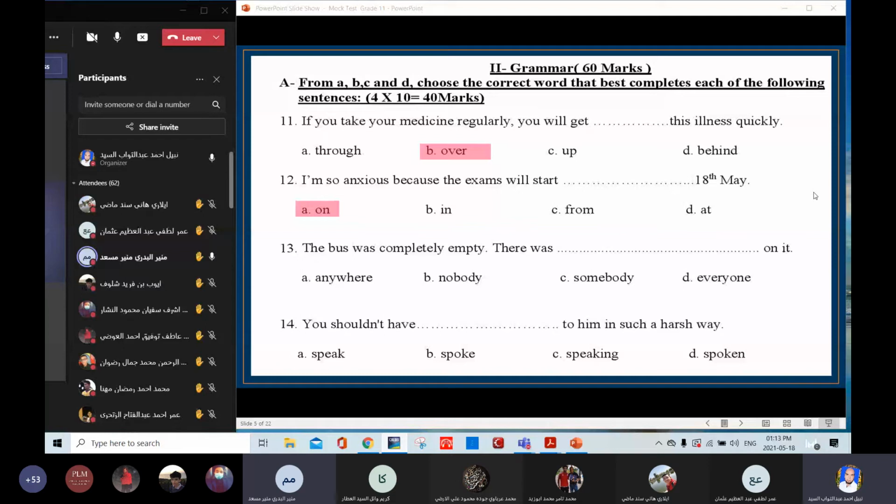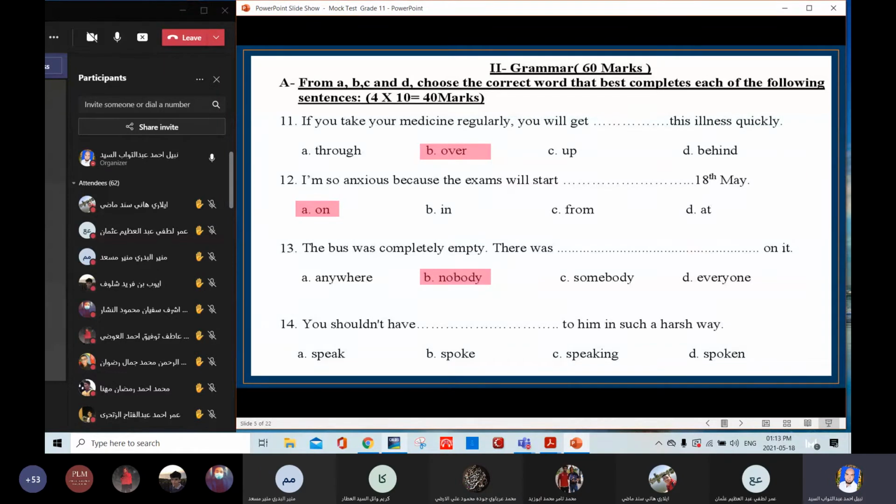The bus was completely empty. There was nobody on it. Thank you. Nobody. Very good, Munir. Munir here chooses what? Nobody, because this is an indefinite pronoun that refers to people. The bus was completely empty. There was nobody on it. We can use anybody, but in the negative: there wasn't anybody on it.